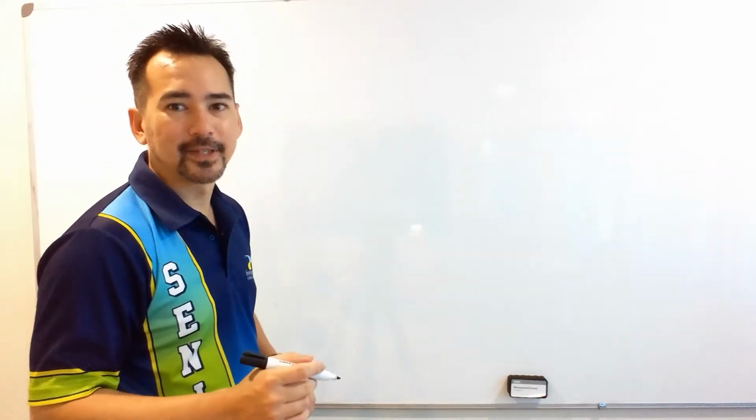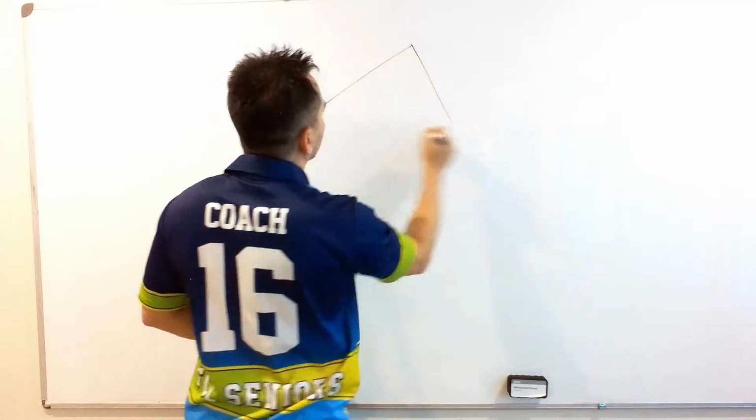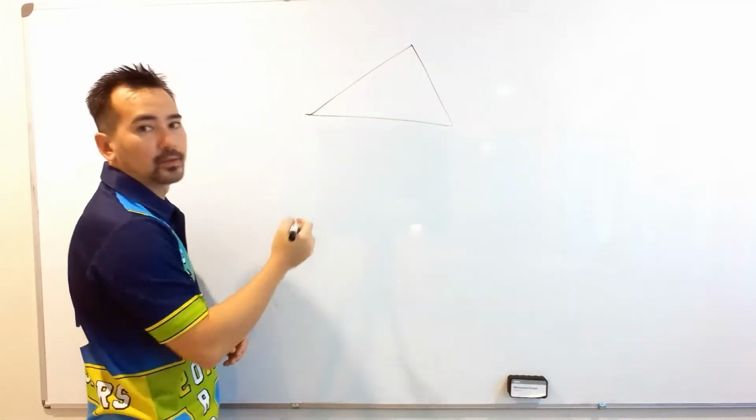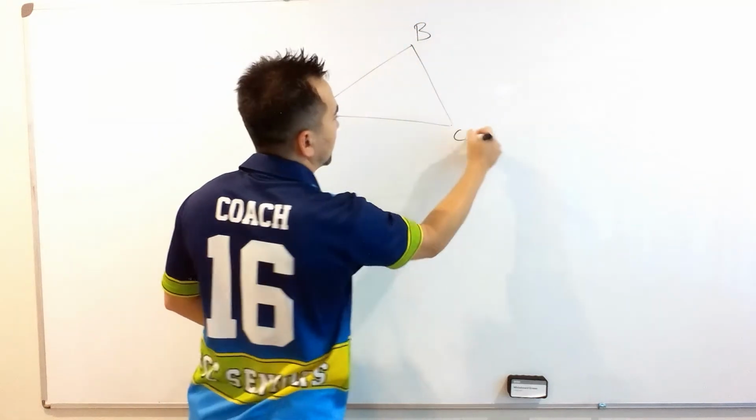Okay, I have something to show you. Watch this. Take a triangle, and we're going to call the vertices A, B, and C.